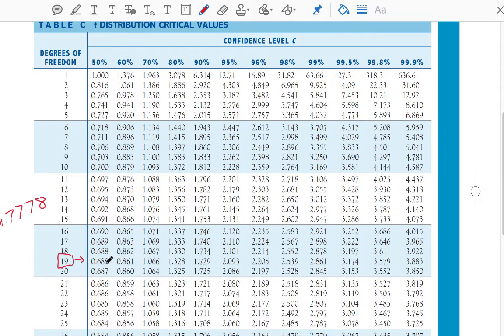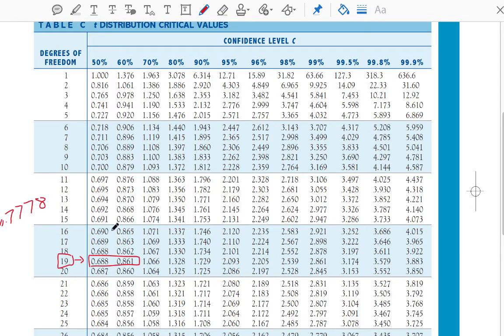You see we don't see the number 0.7778, but we see two numbers, one less than and one greater than it. These two are the critical values, because our 0.7778 should be in between them.